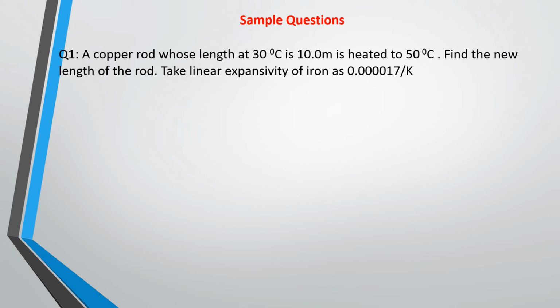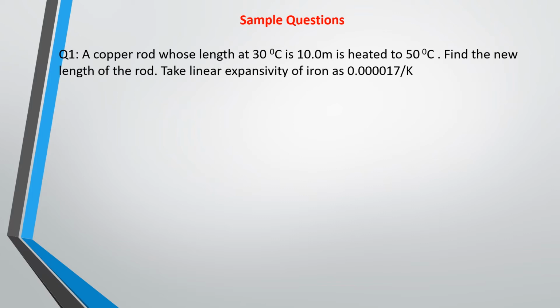So this is a sample question. A copper rod whose length at 30 degrees is 10.0 meters is heated to 50 degrees centigrade. Find the new length of the rod. Take linear expansivity of iron as... this is supposed to be copper, right?